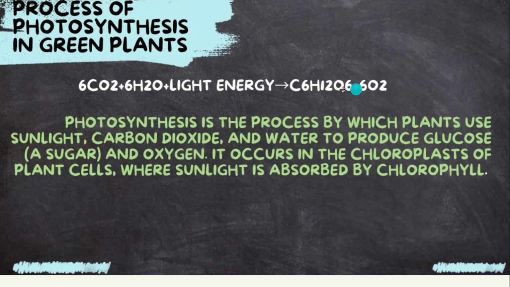Now this 6 and this 6 and this 6, they're all just balancing the equation. So technically you can leave them off if you want, right? But this is how a balanced equation for photosynthesis would technically look. So this is the process by which plants use sunlight, carbon dioxide, and water to produce glucose and oxygen, and it occurs in the chloroplast of the plant cell where light is absorbed by the chlorophyll. So chlorophyll is like a green pigment within our green plants, basically.